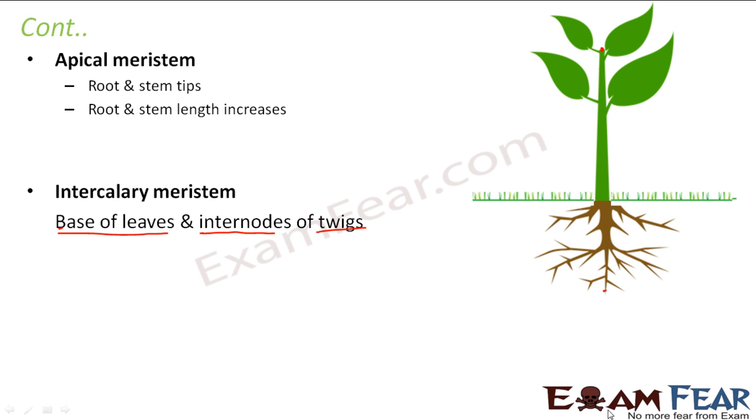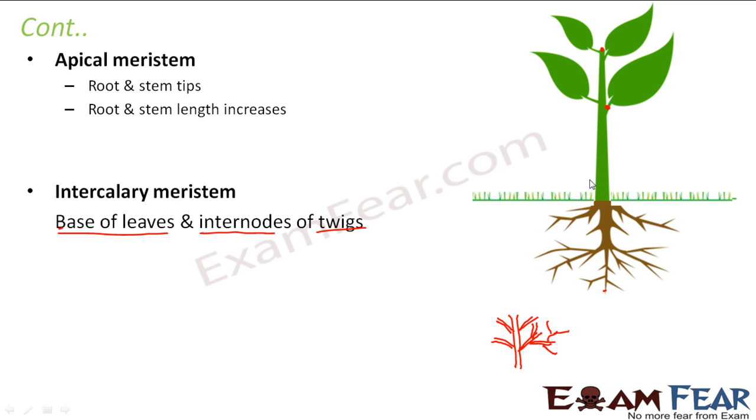Now what do I mean by twigs? When you look at a plant, it will have the stem. The stem will give rise to branches. These branches will again give rise to twigs. The twigs will give rise to twiglets and so on. This is how it happens, right? So these kinds of meristem are present at the base of the leaves somewhere here, and they are also present at the internodes of twigs.